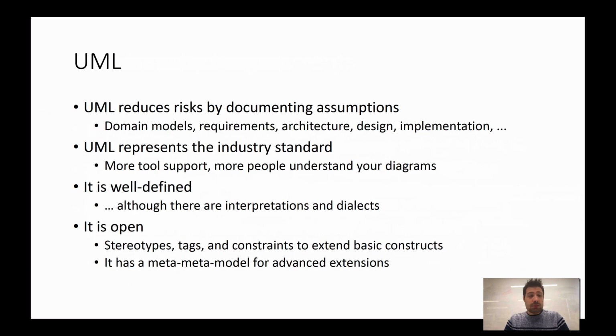Well, UML, some advantages, right? It reduces risks by documenting assumptions. This is what I like. So UML is this very large kit, and people have put a lot of effort into making sure that if you follow this recipe, so to say, the common problems will disappear in a way, right? Because you have a systematic way of documenting your software. It is a sort of industry standard, although with the agile movement, UML lost a little bit of its strength, but it is still quite popular. It is very well defined. It is open, so you can extend it.